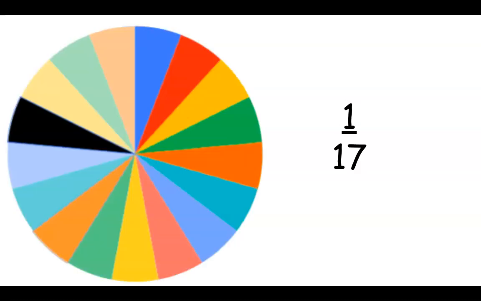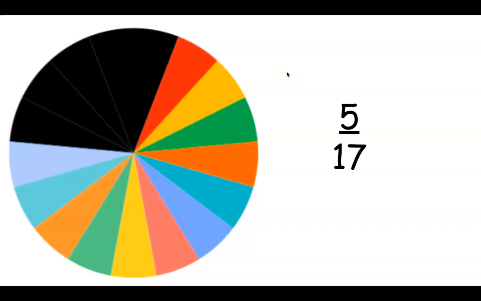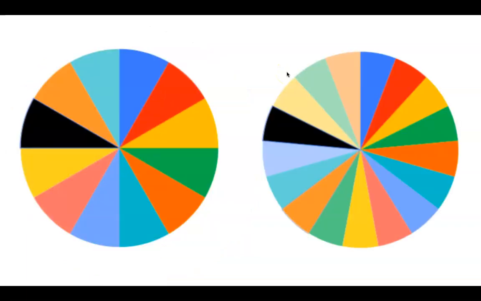Now here's the other pizza. I cut it into 17 equal pieces and I eat one of them. You can probably already see that's a lot smaller than a 12th. There's 5 of them, 5 17ths. There they are next to each other. 1 12th, 1 17th, 1 12th, 1 17th.